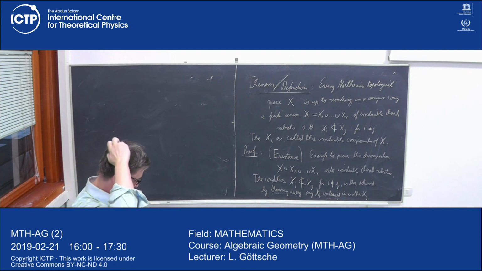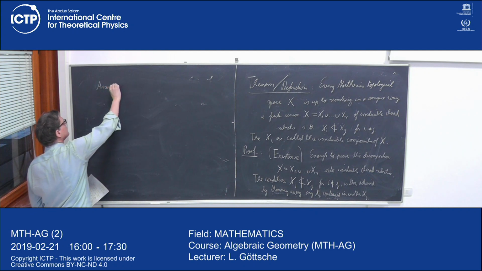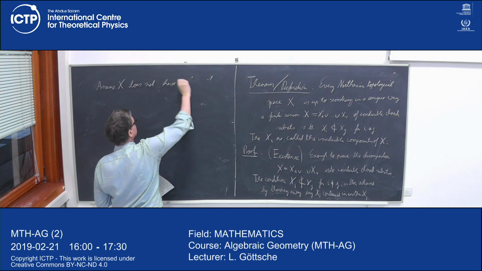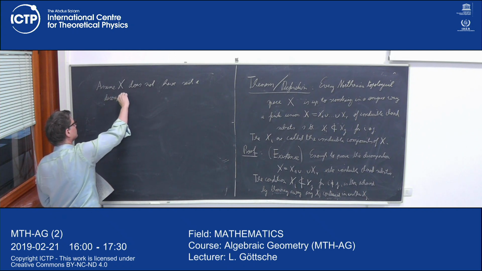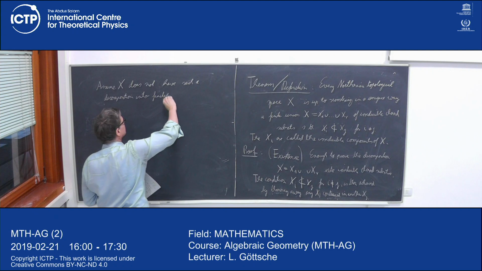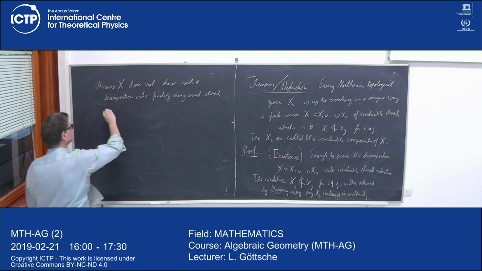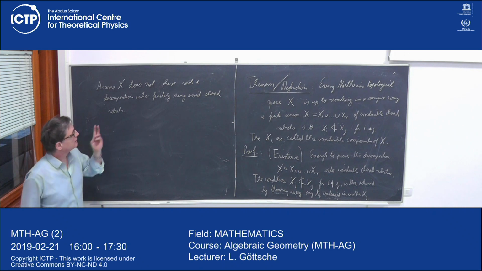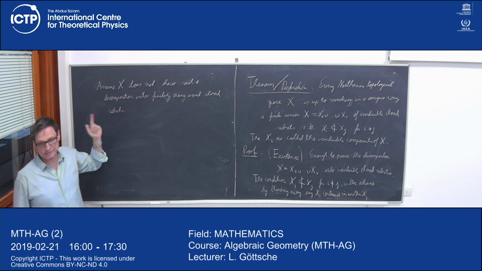Okay. And now we make an indirect argument, so we assume we can't do it. Assume X does not have such a decomposition into finitely many irreducible closed subsets. If that is the case, it cannot be that X is irreducible, because if X was irreducible, we would have the decomposition X equals X. So thus X is reducible.